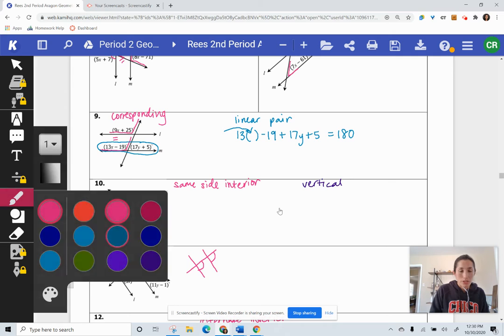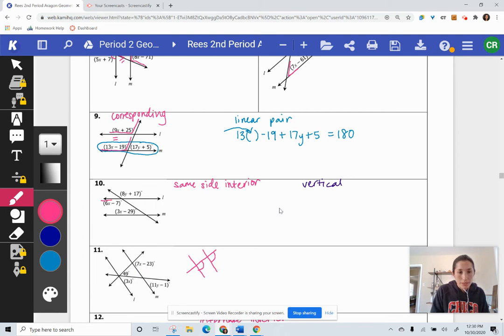On our next question, we have x, which we're solving for first. These two angles here are same side interior. So I'm going to put a plus in between them. Remember, same side interior angles, we're going to add them to equal 180. So those two angles there equal 180. If we combine like terms, that would be 6x and 3x being 9x. We have a negative 7 and a negative 29 as negative 36. And then we can set that equal to 180.